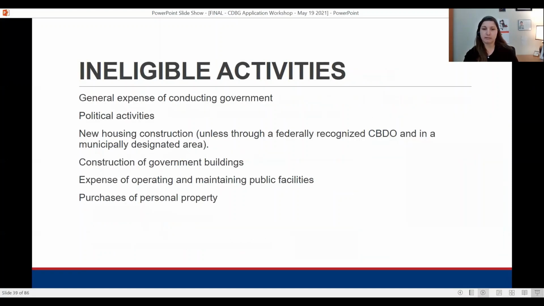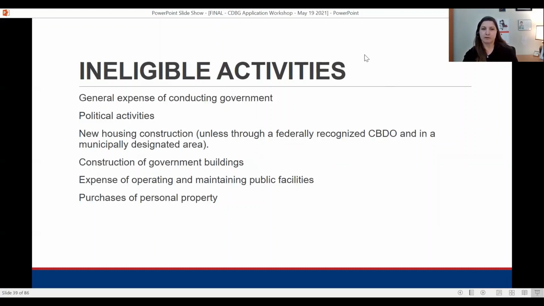And then lastly, just to touch upon the ineligible activities, these are activities that are specified in the regulations as being ineligible for CDBG funding. They include the general expense of conducting government, political activities, new housing construction, unless you're a CDBO, construction of government buildings, expenses of operating and maintaining public facilities, and purchases of personal property.